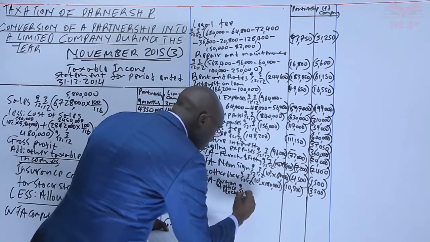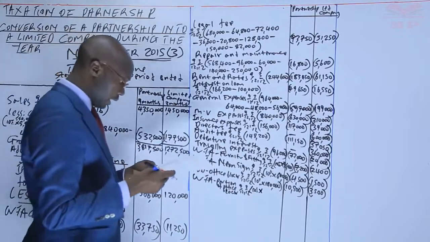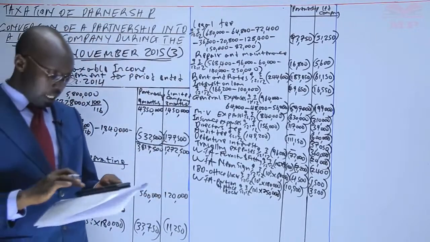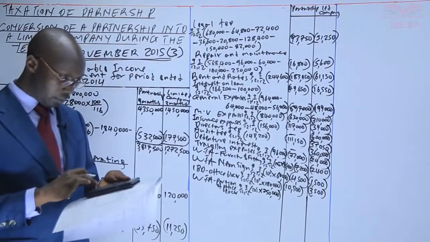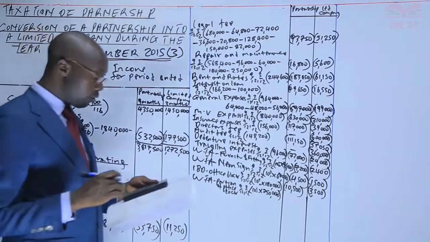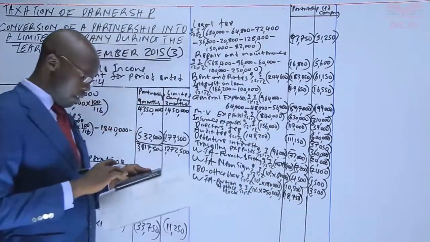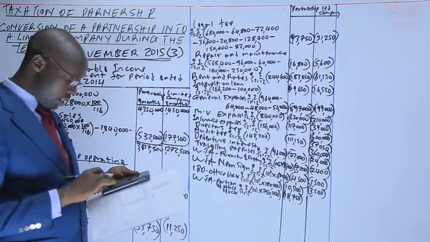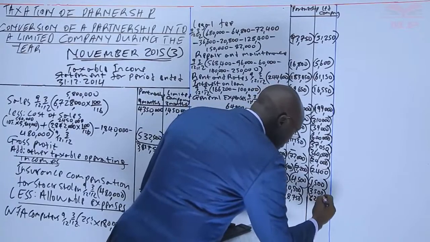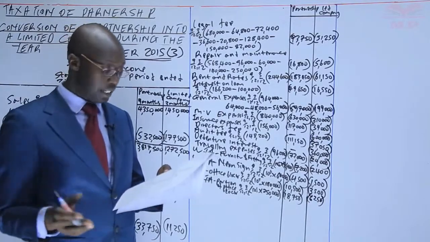So 9 over 12, 3 over 12, 10% of 250. So we take 10% of 250. That will be 25,000 times 9 divided by 12, gives you 18,750. The other one will be 25,000 times 3 divided by 12, 6,250. There. And there is no other fixed asset in point 5.